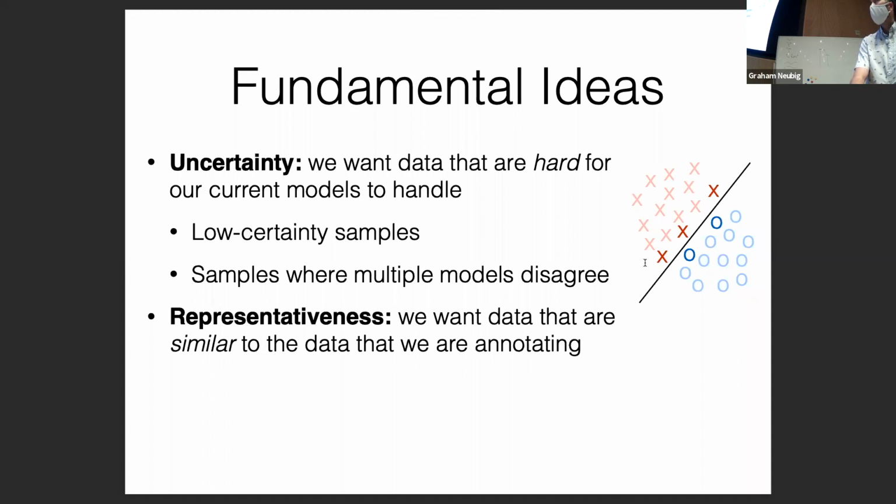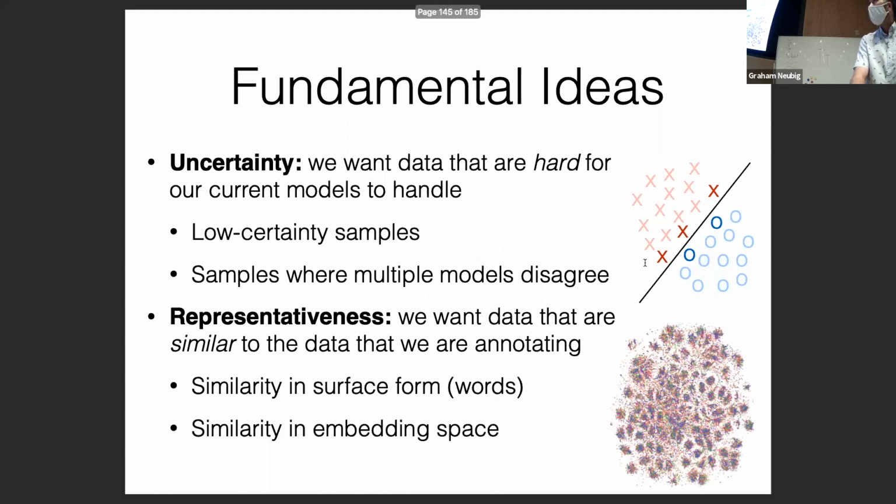Another fundamental concept is representativeness. This is where we want data that are similar to data we are annotating. This can be similarity in surface form. So in NLP, we can look at the actual words and say, hey, it looks like this word or sentences with this word in it are hard. It can also be similarity in embedding space. So you can measure the embeddings and try to get good coverage of all of the embeddings that exist in your embedding space.